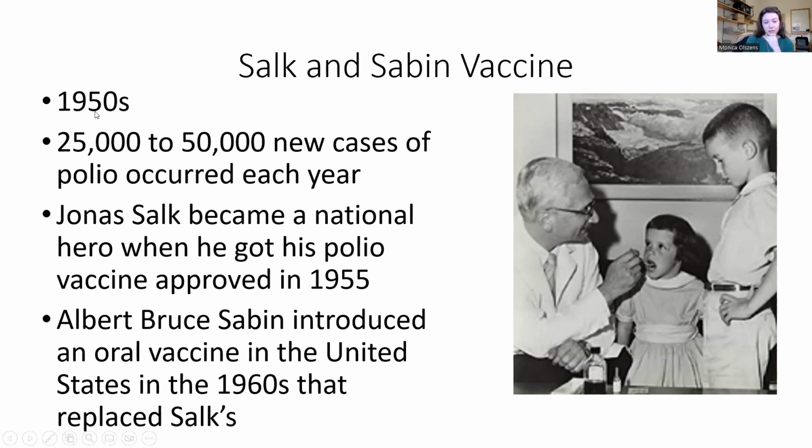All right, the Salk and Sabin vaccines were created by 2 separate people in the 1950s. There were about 50,000 new cases of polio every year, and Jonas Salk became a national hero when he got his polio vaccine approved in 1955. And then, just a few years later, Albert Sabin introduced an oral vaccine that ended up replacing Salk's. At the time, I believe that the vaccine was also distributed in Russia. It was like a sign of good faith at the time, because it's more important to put kids' health first.